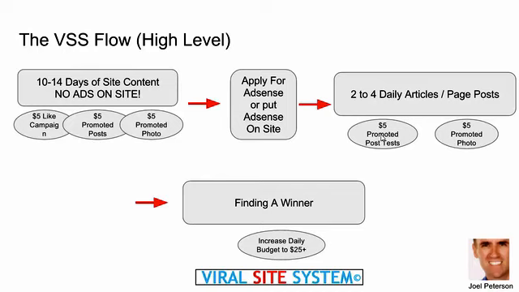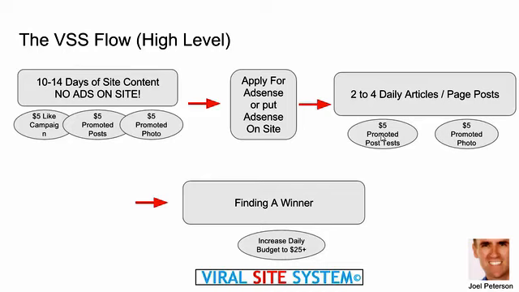You're going to do 2 to 4 daily article posts onto your blog, onto your website, and then you're going to post those to Facebook. That's when you start doing your tests, your $5 promoted post tests. And then you continue with maybe a few $5 promoted photos. We only do those every so often, maybe a little more at the beginning, because that helps us get more likes on our page. We found that by doing promoted photos, we tend to get more likes than sometimes even like campaigns.